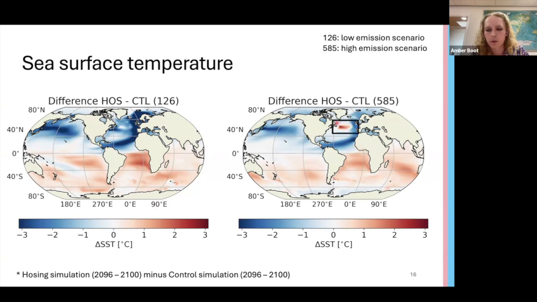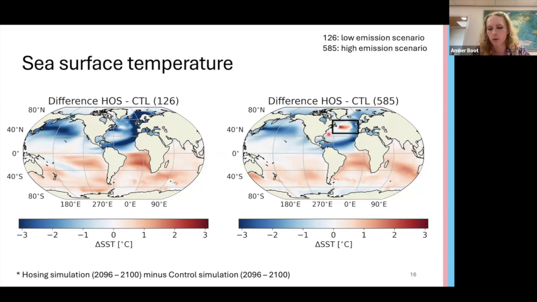And we have this region here in the North Atlantic. That is caused by the fact that in the high emission scenario in the hosing simulation, the North Atlantic current shifts a bit northwards. So we get warming on that side compared to the control simulation.